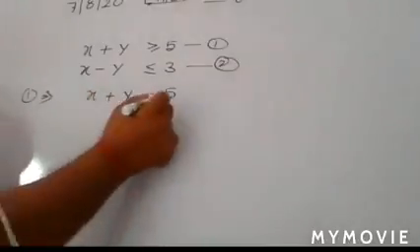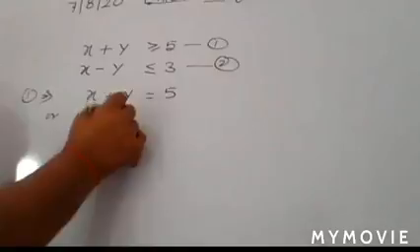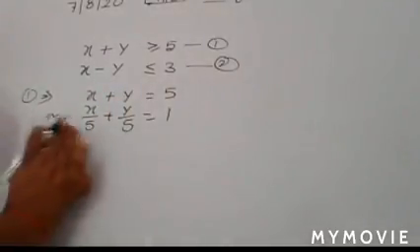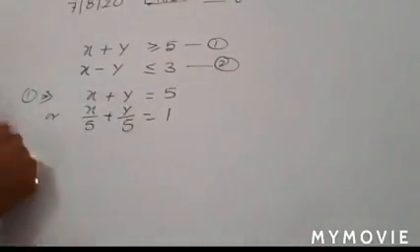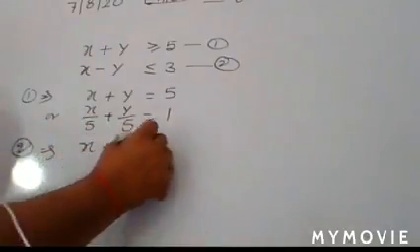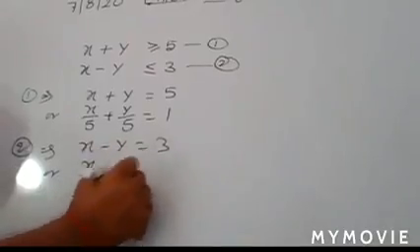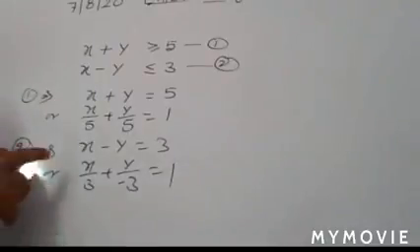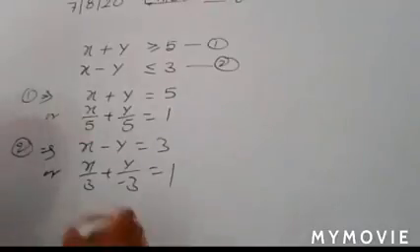So dividing both sides by 5, you have x upon 5 plus y upon 5 is equal to 1. With the help of that you can very easily draw its graph. In the same way, for the second equation you have x minus y is equal to 3, or x upon 3 plus y upon minus 3 is equal to 1. Understand? You can very easily plot this graph. So just check it.